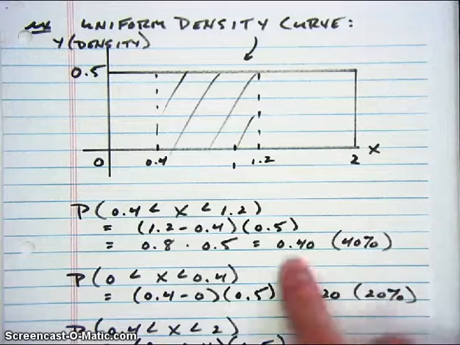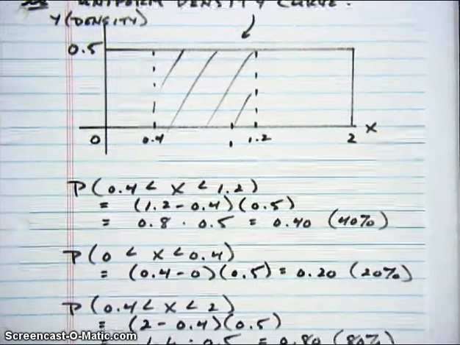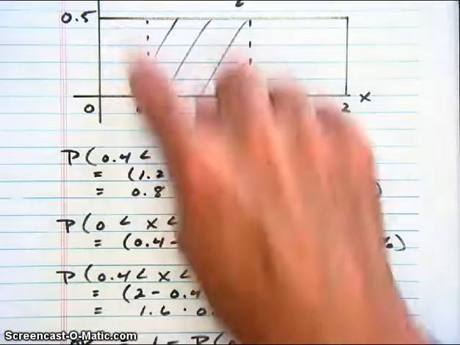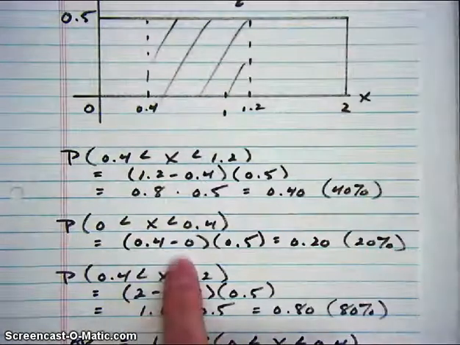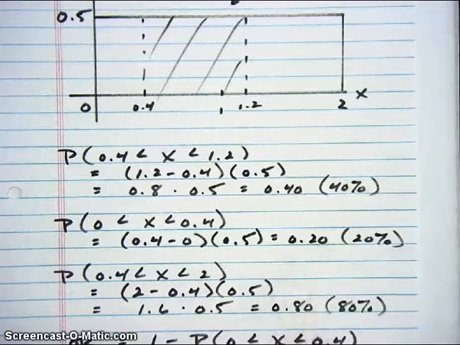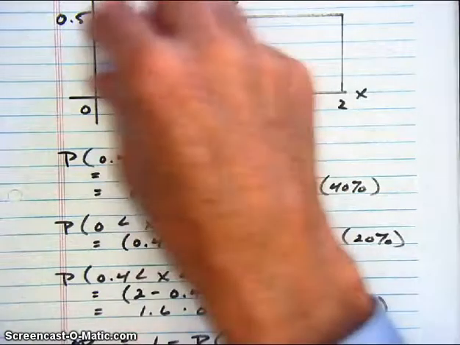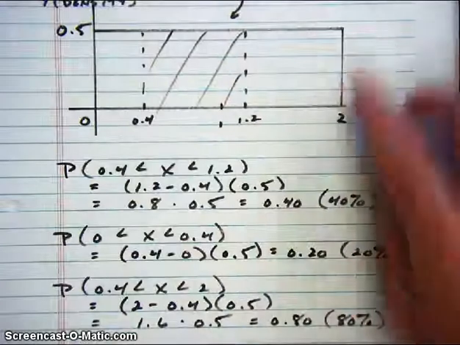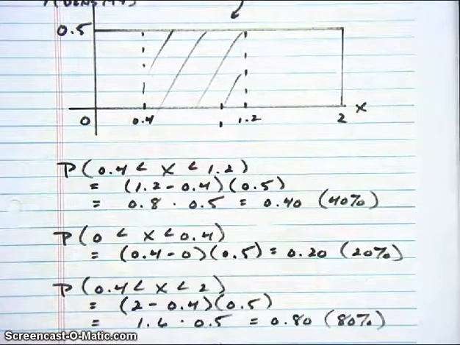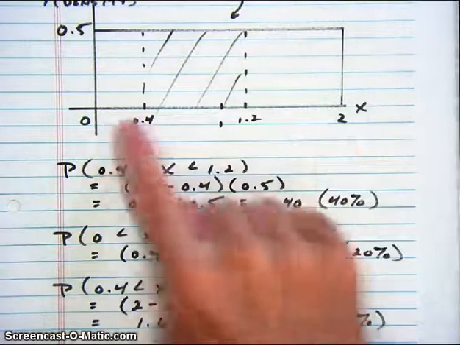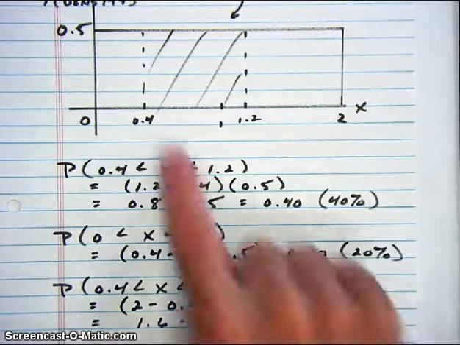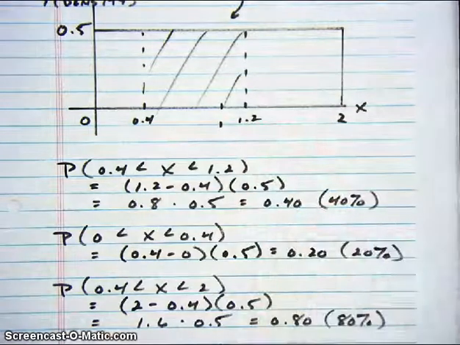You can write your proportions either way. If you want to know the proportion of x values that fall between 0 and 0.4, you can just find the area of this little rectangle between 0 and 0.4. It's got a length of 0.4 minus 0 and a height of 0.5, and that area works out to be 0.2. Since this curve is uniform across the top, the area of each of these pieces only depends on how wide the piece is, and you can look at each of these as fractions of 2. 0.4 is 1/5 of 2, and so that area is 20%. This is 0.8, and 0.8 divided by 2 is 40%, and so on.